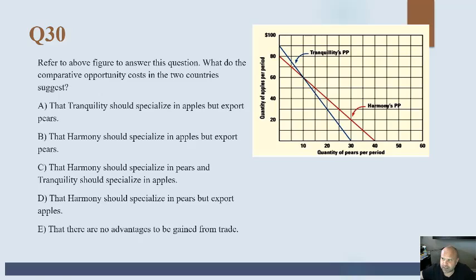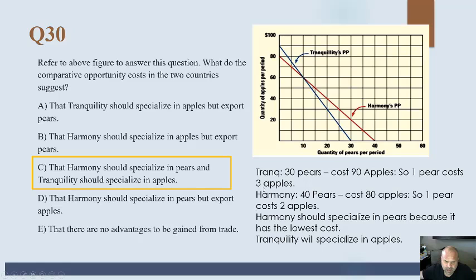Okay, so the correct answer here is going to be C, where this is saying that harmony should specialize in pears and tranquility will specialize in apples. Why do we think that? Well, let's look at tranquility. We can look at the diagram and see that if they were to make 30 pears, how much would they have to give up of apples? Well, they'd have to give up 90 apples. So for each pear, they're giving up 3 apples.